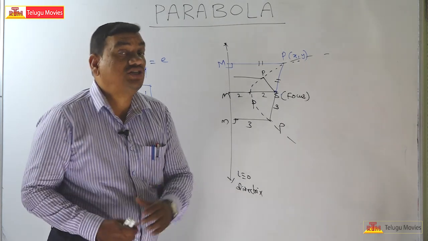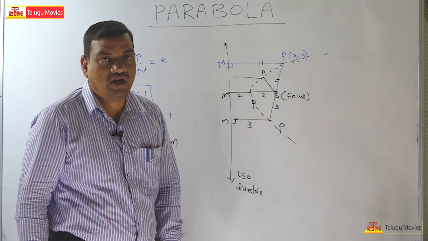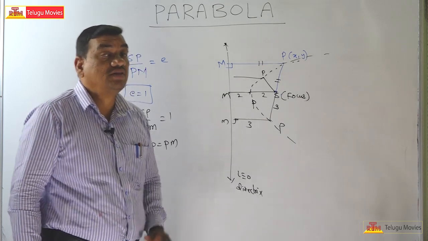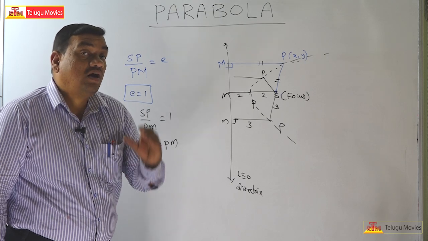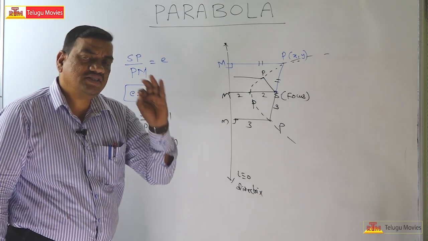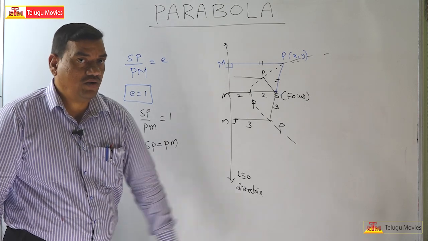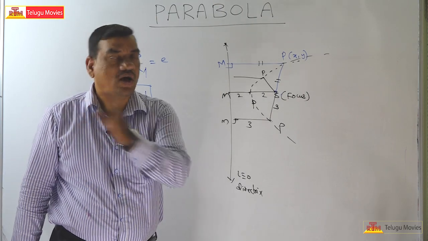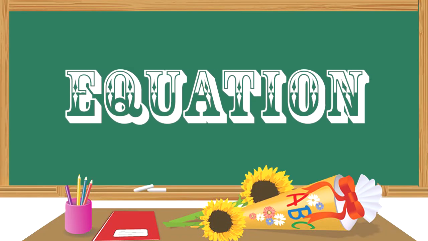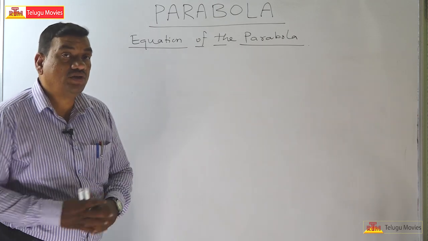Once we draw the curve, we got a curve. So now we are interested in finding the equation of that curve. Now we are going to see the equation of the parabola. I will explain this equation in a very simple method, so that you can remember it forever. So let us see the equation of the parabola.